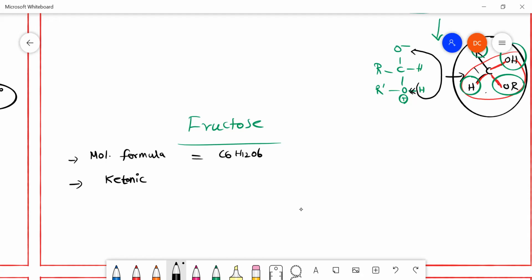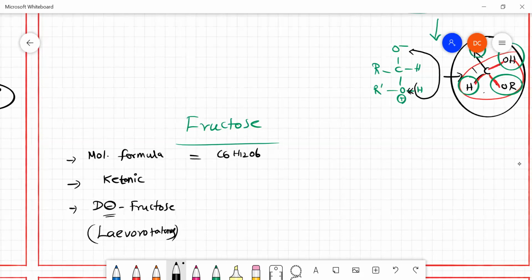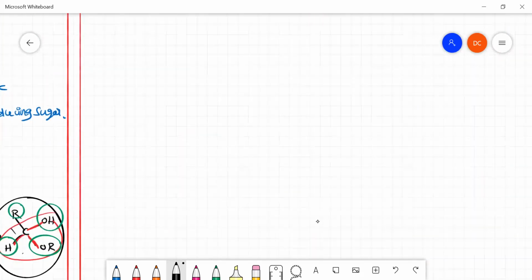Here it will generally be available as D minus fructose. So what about the minus? Minus says it is levorotatory. Okay, it's not dextrorotatory. Fructose is levorotatory. Okay, levorotatory.